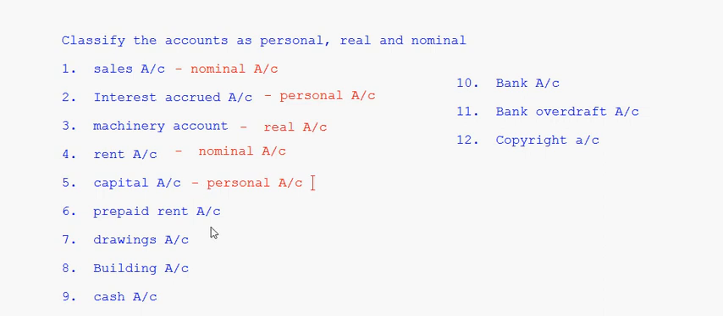Now again here I have got prepaid rent. In this we had rent account, that is a nominal account. Prepaid rent account will be a personal account. Fine. Drawings account is related to the proprietor, so drawings account will come under your personal account only, because drawings are made by the partners or the proprietors, right? Building account, it's a tangible asset, it's a real account. Cash account is basically cash in hand. Cash in hand is a real account, right?